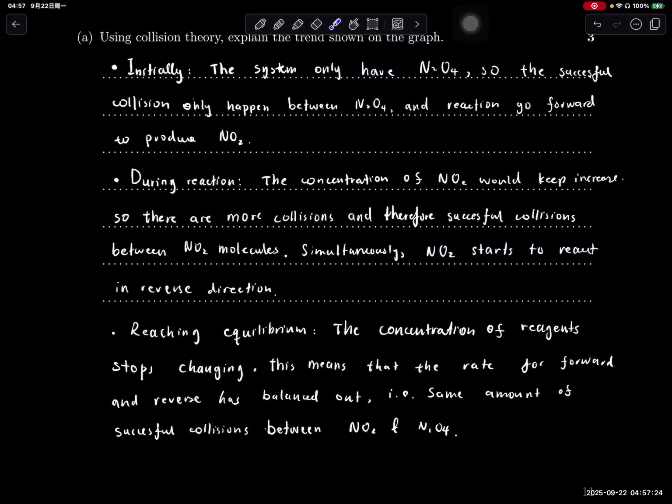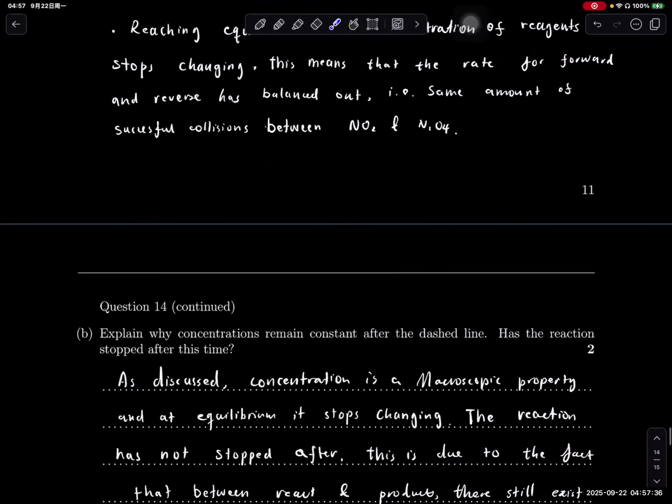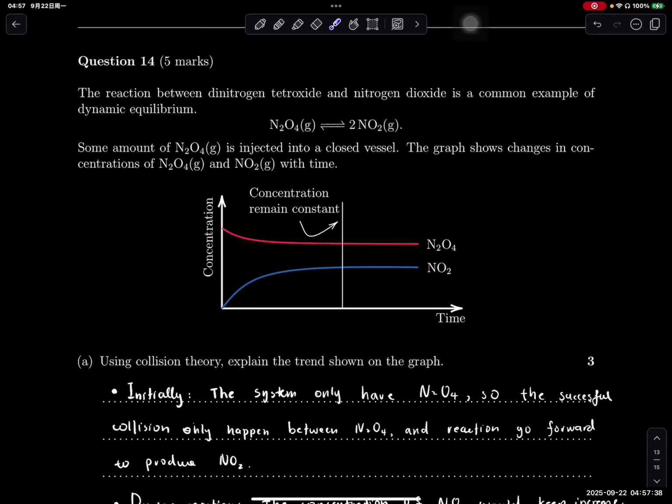So the concentration of reactants stops changing. This means that the rates for forward and reverse have balanced out, i.e. the same amount of successful collisions between this and that. So in total, your concentration just does not change after establishing equilibrium.